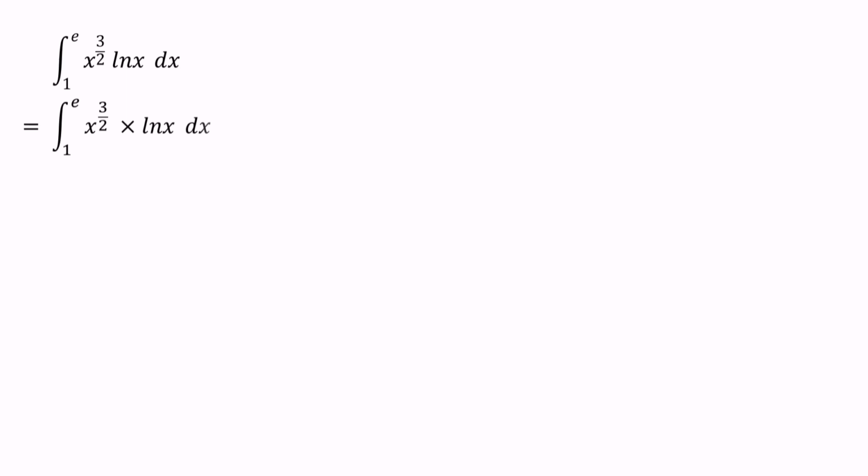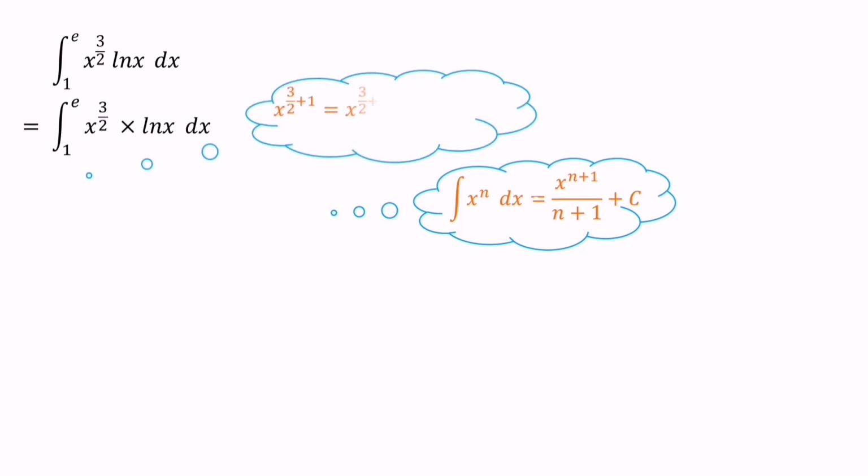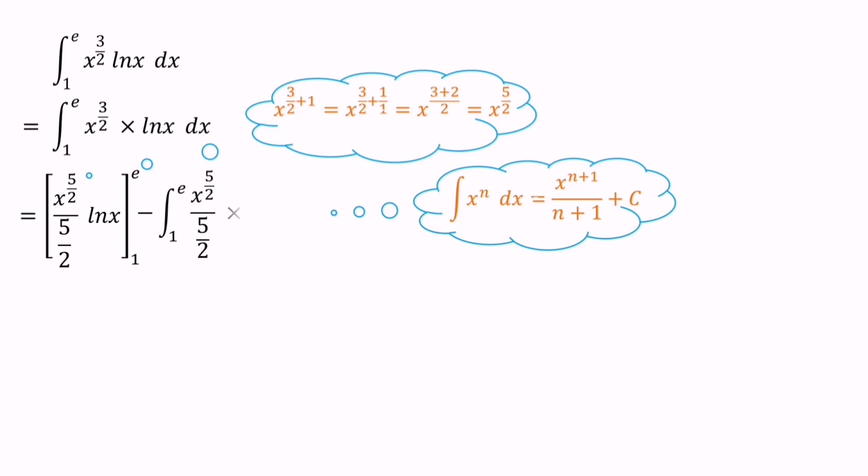We know the integral of x to the power of n equals x to the power of n plus 1 over n plus 1. Using this equation, we can write the integral of x to the power of 3 over 2 as x to the power of 5 over 2 over 5 over 2. We can keep the ln x part as it is. Then the integral of x to the power of 5 over 2 times the differentiation of ln x. Differentiation of ln x equals 1 over x.